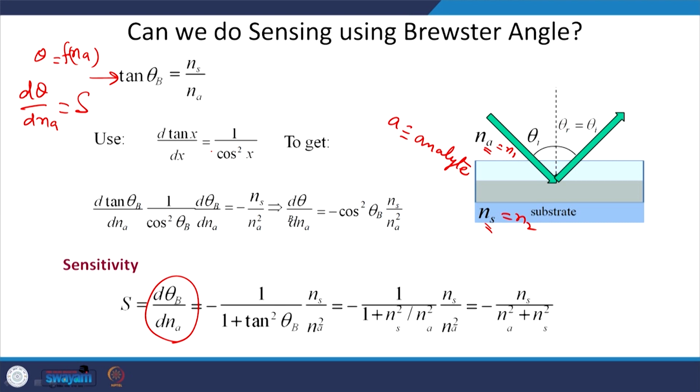That is the question. So, what you do is you take the derivative of this, and the derivative is given by this relation. You know that d tan x by dx is equal to 1 by cos square x, that is sec square x. So, you can write d tan theta by dNa, into 1 upon cos square theta b, d theta by dNa. So, you arrive at this relation; somehow these have changed, actually this has to be theta b. What we see ultimately is that the sensitivity depends only on the refractive indices of ns and na.